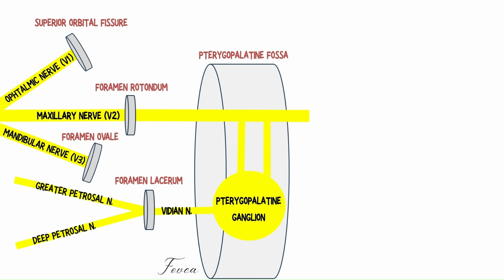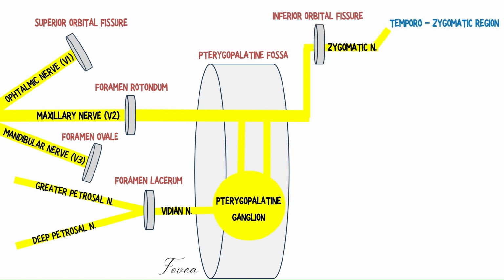Here the maxillary nerve divides into the zygomatic nerve, which will pass into the inferior orbital fissure and gives branches that will innervate the skin of the temporozygomatic region, and joining or not joining with the lacrimal nerve will innervate the lacrimal gland.